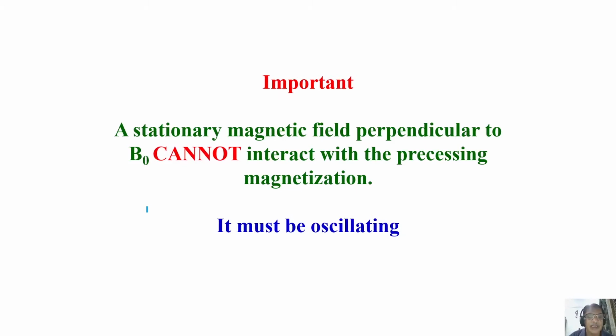Most important point to remember: the stationary magnetic field, if you apply in a direction perpendicular to B naught, you will not get the precession; it will not interact with the bulk magnetization. The RF which you apply in a perpendicular direction must be oscillating. If it is not oscillating, it will not perturb the spin system at all. So it is not perturbed, and you will not be able to see any signal at all.